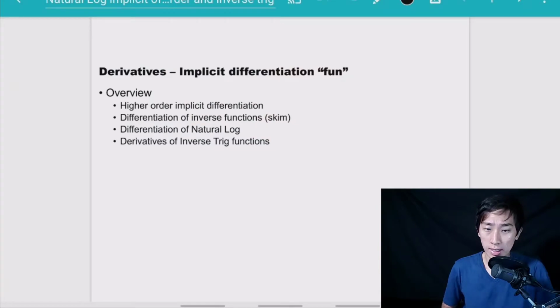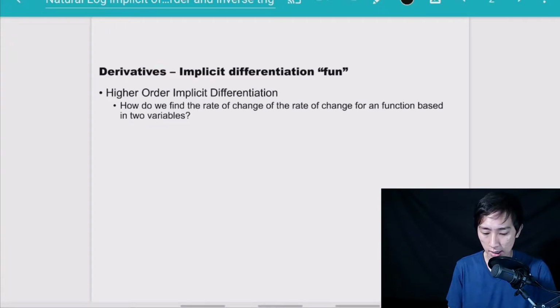So really quickly, this week we're going to be talking about derivatives and a little bit more on implicit differentiation, and we're just expanding upon our implicit differentiation basically. So we're going to be talking about higher order implicit differentiation. That's like second and third derivatives of implicit differentiation of inverse functions. I'm going to kind of skim through this specifically to talk about differentiation of natural log, and finally we're going to end up with differentiation of inverse trig functions. So that's kind of what we're going to be working on today. So let's dive on in.